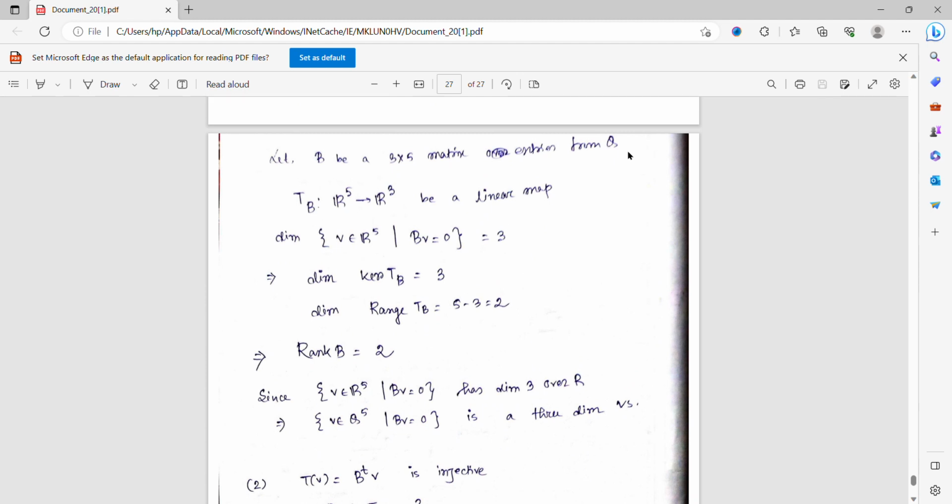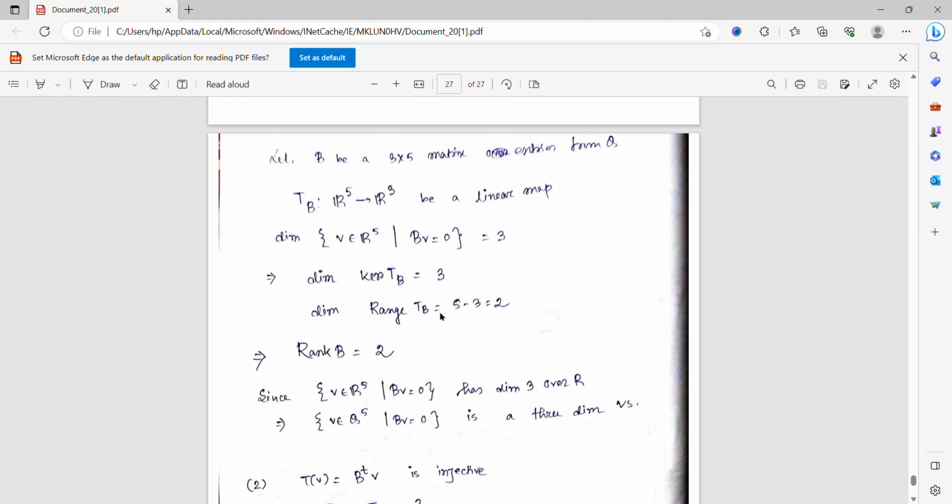So I can think of B as a linear map from R^5 to R^3, which I have named T_B. That is basically a linear map from R^5 to R^3. So the dimension of {v belongs to R^5 such that Bv = 0} is 3. It is given. Then the dimension of kernel T_B is 3, because this is a linear map. These vectors are in the kernel of B.